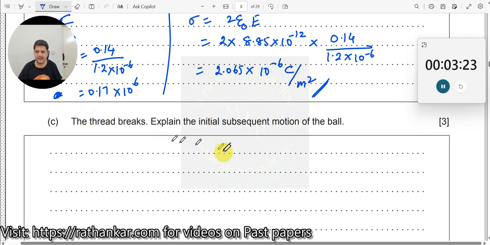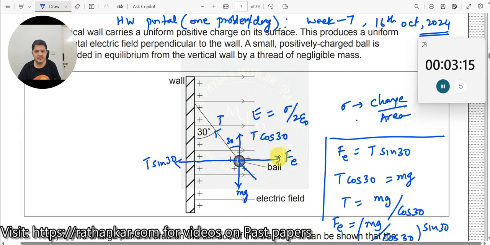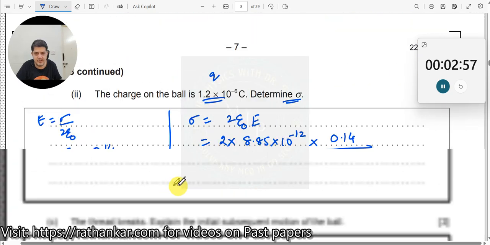The thread breaks. Explain the initial subsequent motion of the ball. So what happens? Let me go back to the diagram. The moment this thread breaks, what will happen over here? The tension will become 0 here, right? The tension becomes 0 when the thread is breaking. Then the charge present here will get repelled by it like this over here, right? So therefore, due to the electric field, now let me write it down over here.